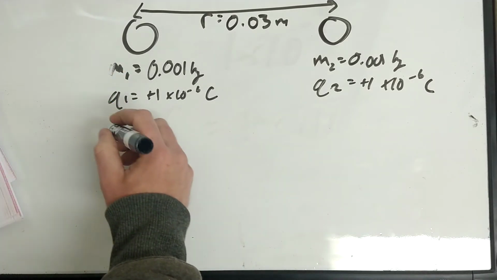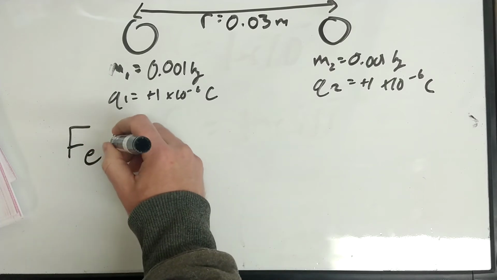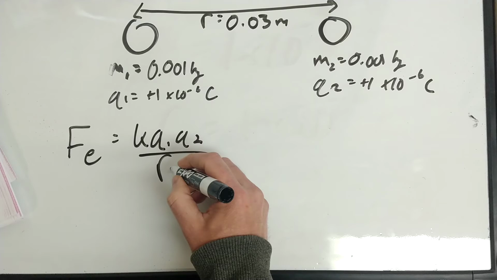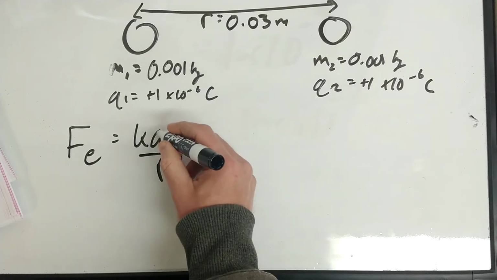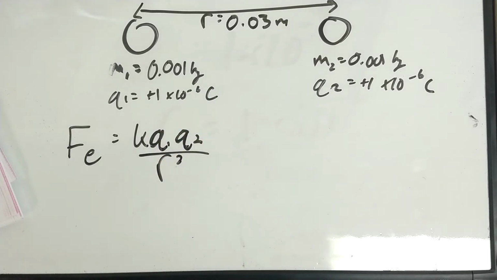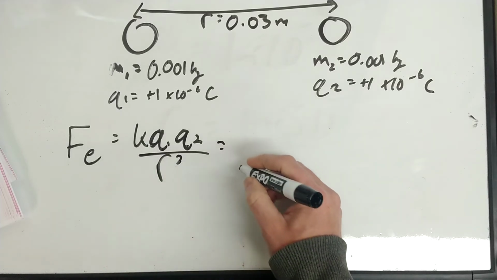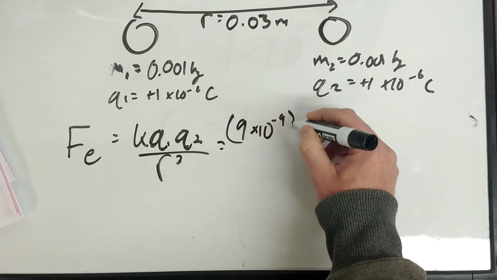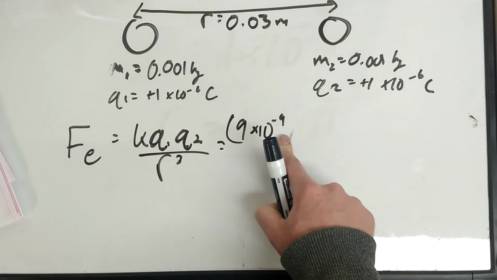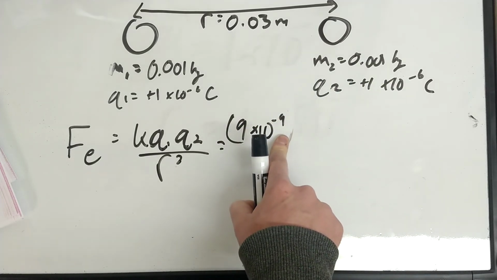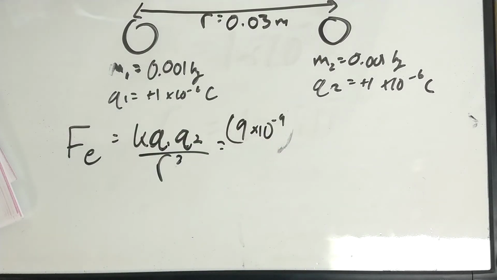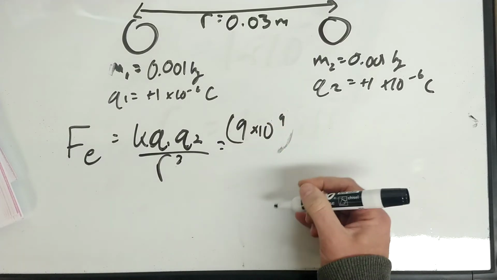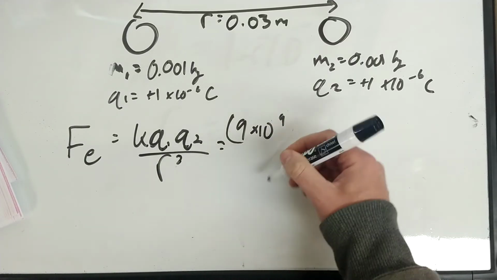So let's figure out the electrostatic force. Fe equals K Q1 Q2 over R squared. My Q's are looking like A's, but I'm running out of space. So let's plug everything in. Remember, K, 9 times 10 to the negative 9th. I'm sorry, not negative. Positive 9, 9 times 10 to the 9th. Got a brain fart there for a second. Sorry about that.